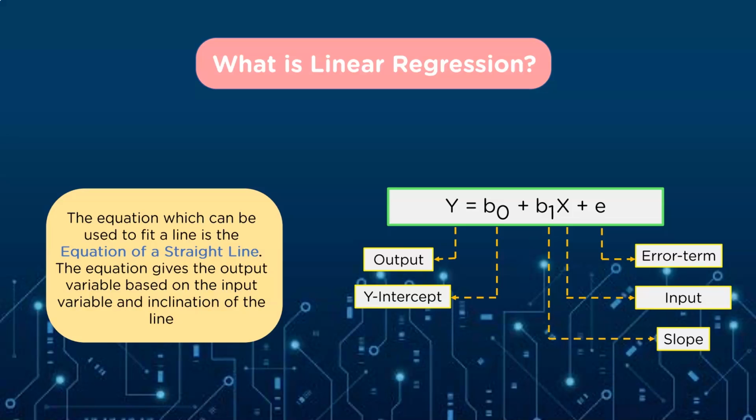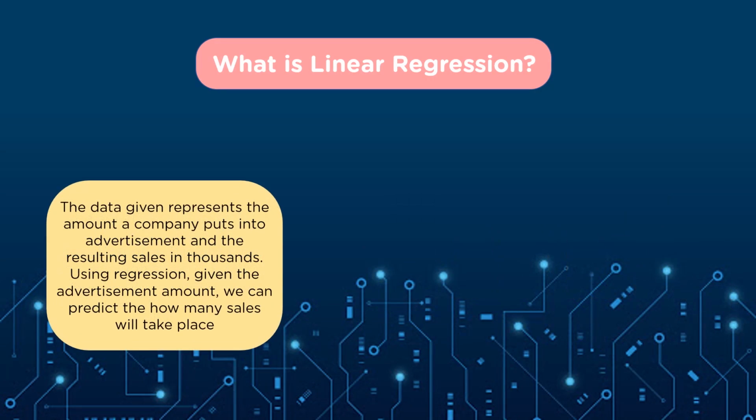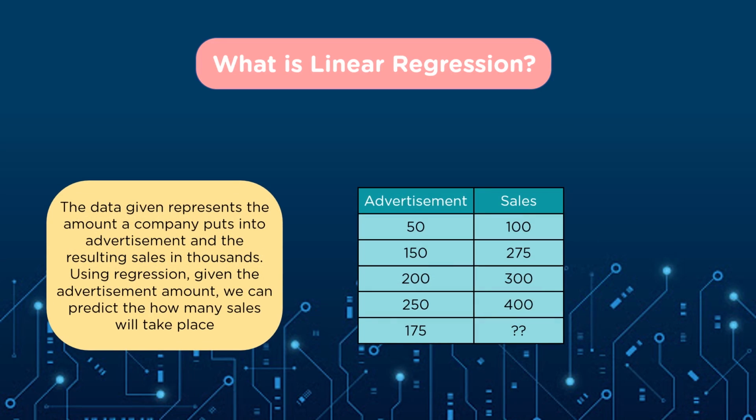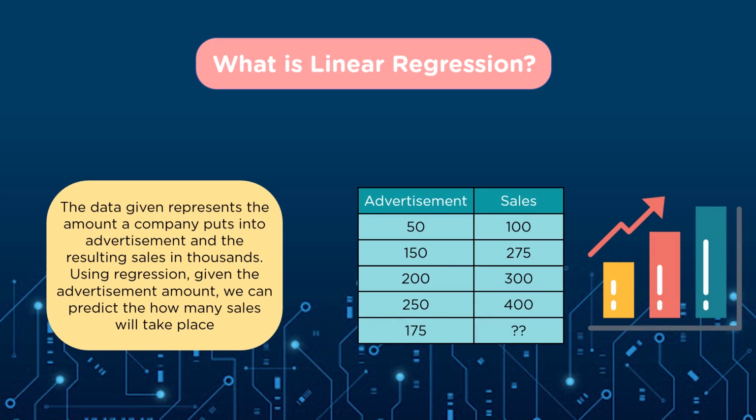Now this is a linear regression model. We're looking for a line. We only have one input. You can do this with multiple inputs. You can actually have b1 x1 plus b2 x2 and so forth. There's a lot of different formulas they use to fit the model. The concept is important, that you're basically finding a mathematical formula that fits the data as best as you can and have minimal error. The data given represents the amount a company puts into advertisement and the resulting sales in thousands.